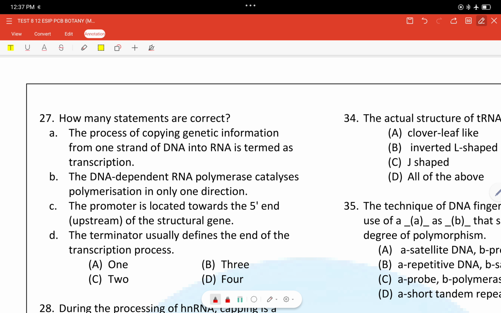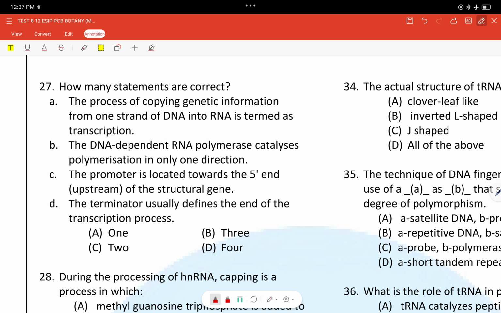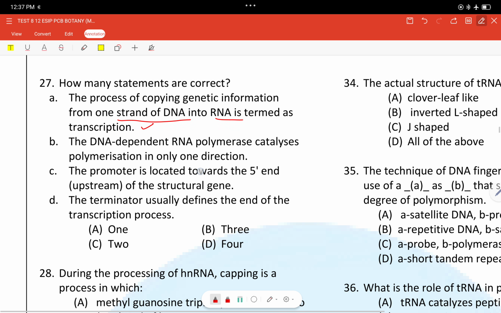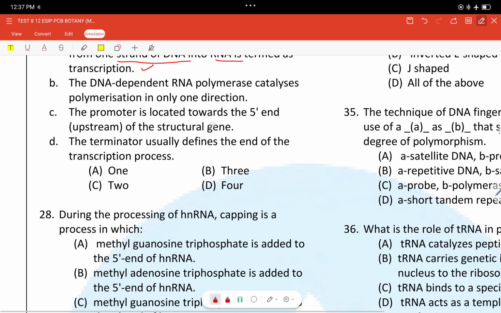Next is how many statements are correct. The process of copying genetic material from one strand of DNA into RNA is termed transcription. The DNA dependent RNA polymerase catalyzes polymerization in only one direction. If we consider RNA polymerase or DNA polymerase, both enzymes catalyze polymerization in one direction, that is 5' to 3'. That is correct. The promoter is located toward the 5' end, upstream of the structural gene. That is correct, we have just discussed this point. The terminator usually defines the end of the transcription process. That is also correct. So all the statements are correct.